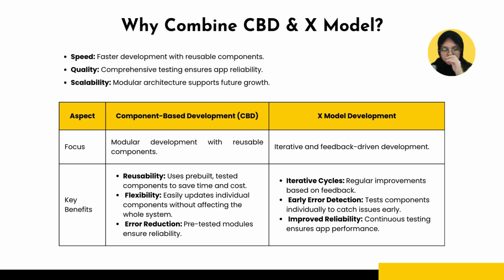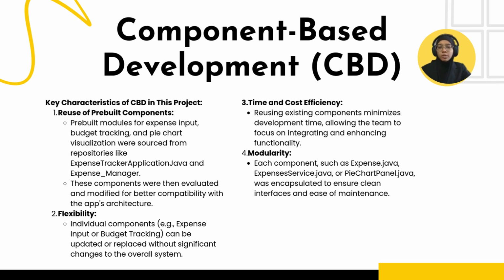The reasons why we chose this approach: first, speed, where by using CBD and the X model, it can speed up the development process. Next is quality, where continuous testing in the X model ensures reliability and reduces errors. And lastly, scalability, where the CBD modular structure makes it easy to scale and adapt as the app grows later on. Next, I'll be presenting about CBD.